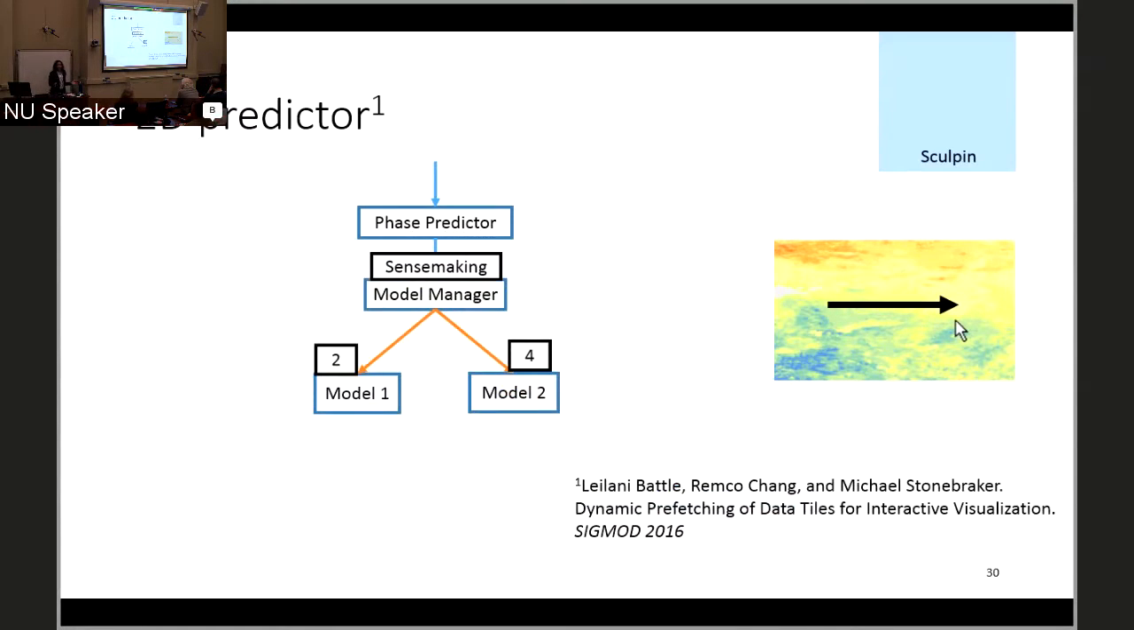Then these models are run in parallel to actually make the predictions. In this case, model 1 predicts that tiles A and B will be requested by the user, and model 2 predicts that tiles C, D, E, and F will be requested. So in the 2D case, these predictions are consolidated and sent to our tile builder component for retrieval.